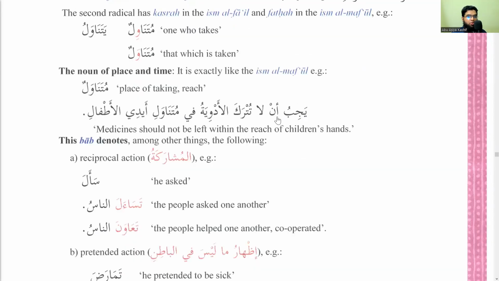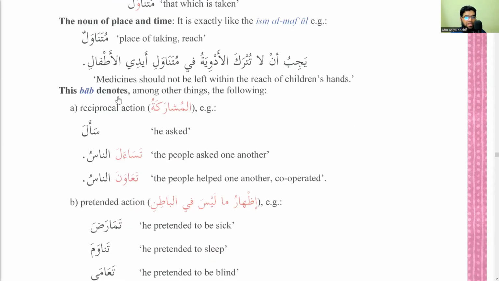Now, for example, yajibu an alla tutrakal adwiyatu fi mutanawali aidil atfal. It is mandatory that medicine should not be left. This is passive. Taraka yatruku yutraku tutraku. Feminine because adwiya is feminine. Mutanawal here means place, because same as ismul maf'ul. Fi mutanawali aidil atfal, in the reach of children's hands.